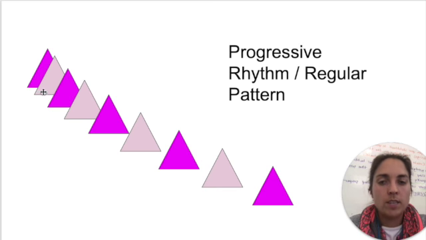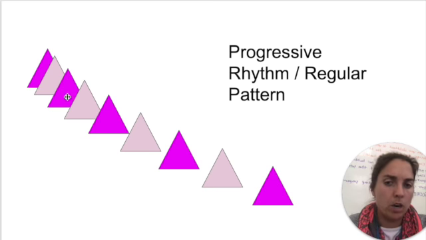So here you can see another example of a progressive rhythm, but we have a very regular pattern. The pattern, yeah, it's predictable. Dark pink, light pink, dark pink, light pink. But you'll notice the spacing between is gradually getting larger. It doesn't happen like this. It's happening slowly. So we're going from a really quick speed and we're slowing it down by creating larger gaps.